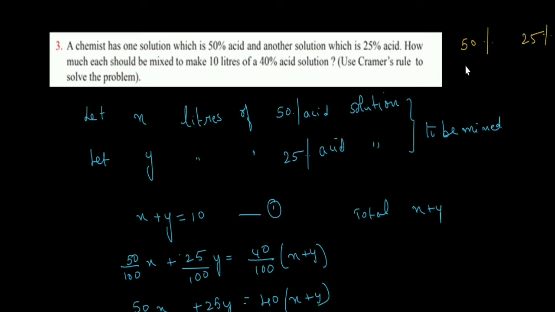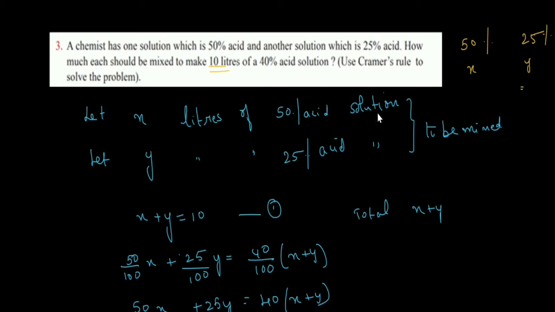Two solutions are there, so we are going to mix them. X liters of 50%, Y liters of 25% acid solution. Together we should get how many liters? 10 liters. So the first equation is x plus y is 10. X liters of 50% acid solution and Y liters of 25% acid solution are to be mixed, so x plus y will be equal to 10. That's the first equation.